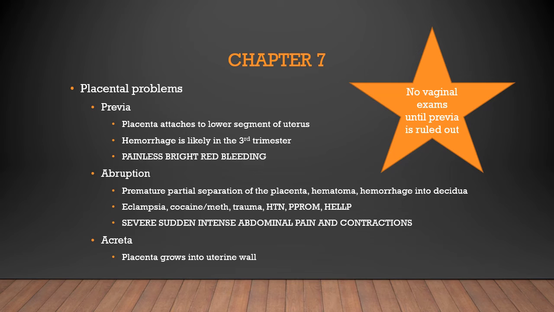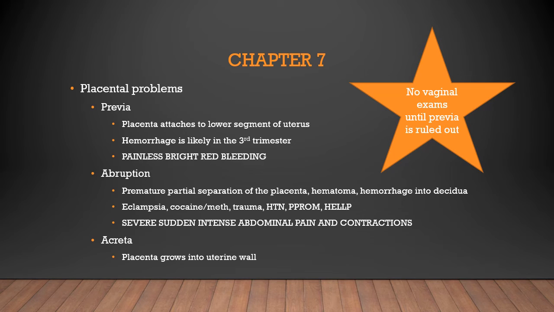The treatment for placenta previa is cesarean delivery and blood transfusion to replace lost blood. With just a low-lying placenta, they can attempt a vaginal delivery, but have to have people on standby for an emergency C-section if hemorrhage starts to occur.